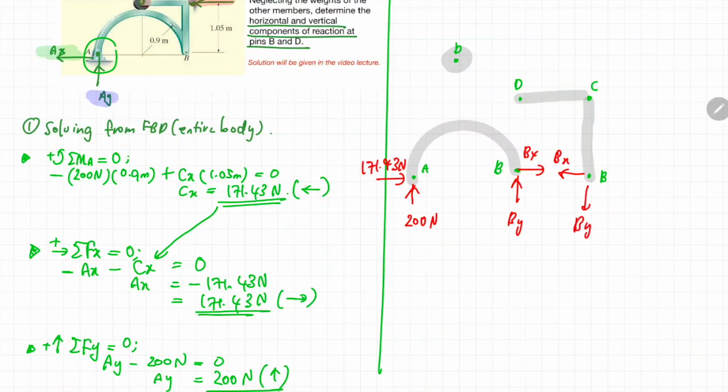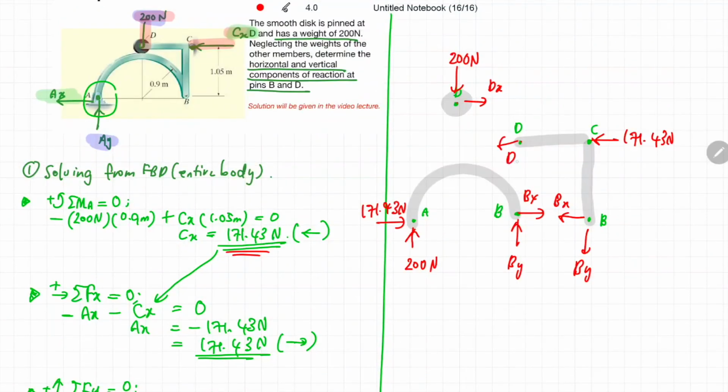At point C, we know there is a horizontal force in this direction. We already calculated it earlier, and the magnitude is 171.43 Newton. At point D, there is a weight of 200 Newton acting, and this point D is pin connected to the L-beam. If it is pin connected, then there will be one Dx over here and another Dx at this point in the opposite direction. Accordingly, there will be one Dy over here, and also another Dy at this point in the opposite direction.